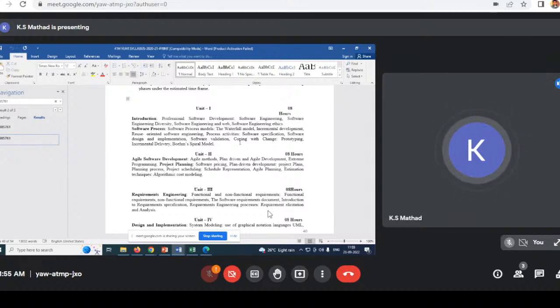Then unit 2 deals with agile software development. Agile software development is basically an iterative approach which is used in project management, and the software helps the team to provide value to the customers. Okay, so apart from this, it also deals with the software pricing, the project plans, project scheduling, and all the other things which are involved not only in the development of the project but other than the development issues.